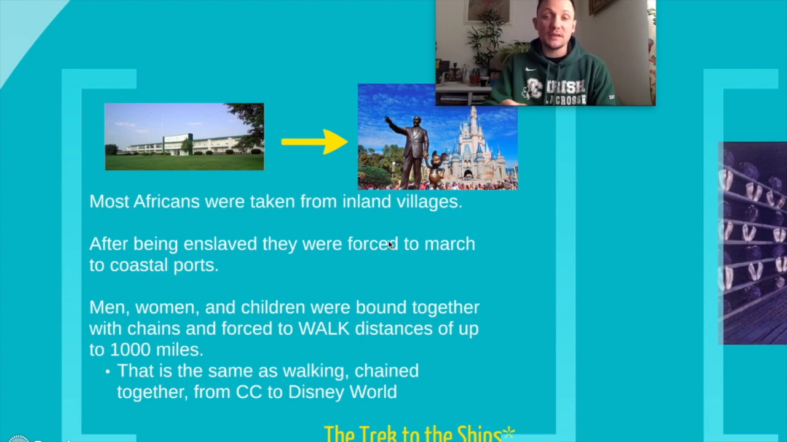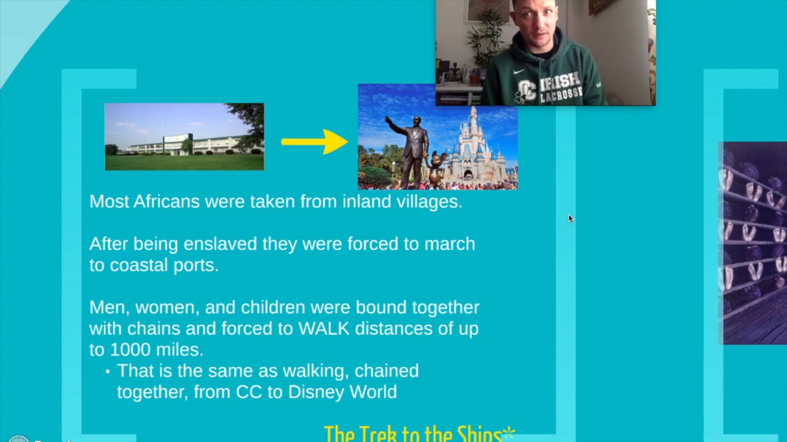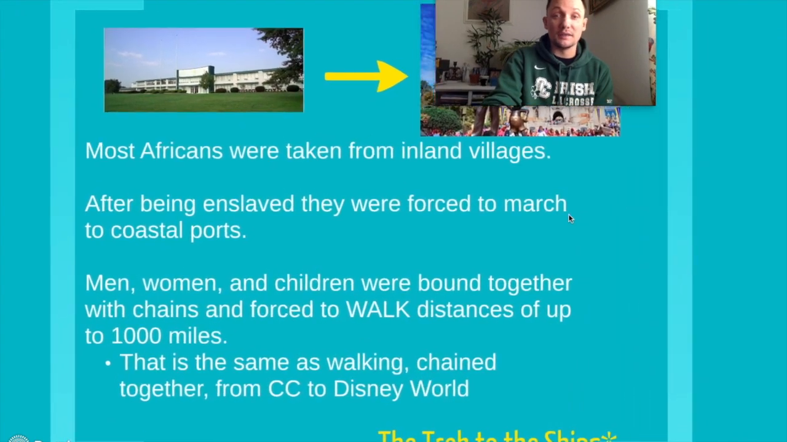So after being enslaved, many of them were forced to march on foot to these coastal ports, right? So they could walk distances of up to 1,000 miles chained together, men, women, and children. That's the same as walking from Camden Catholic to Disney World, to give you a heads up. All right, so like that's a hike. All right, so imagine walking that far.